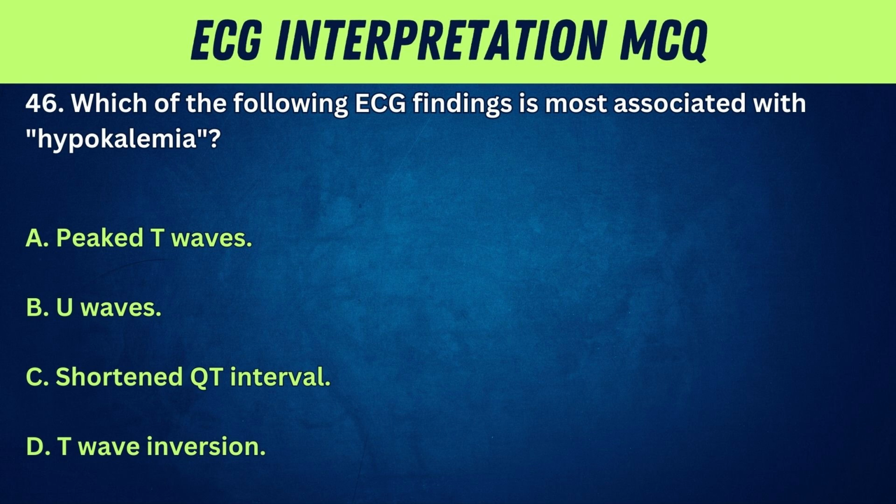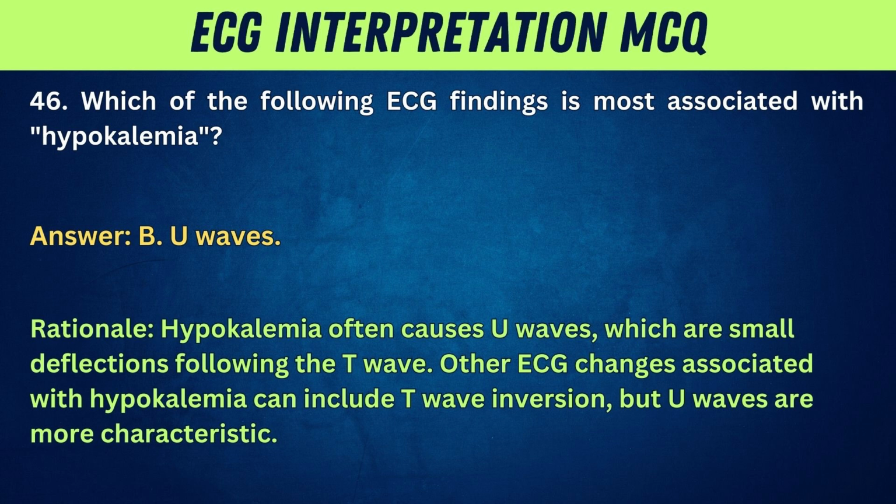46. Which of the following ECG findings is most associated with hypokalemia? A. Peaked T waves. B. U waves. C. Shortened QT interval. D. T wave inversion. Answer: B. U waves. Rationale: Hypokalemia often causes U waves, which are small deflections following the T wave. Other ECG changes associated with hypokalemia can include T wave inversion, but U waves are more characteristic.